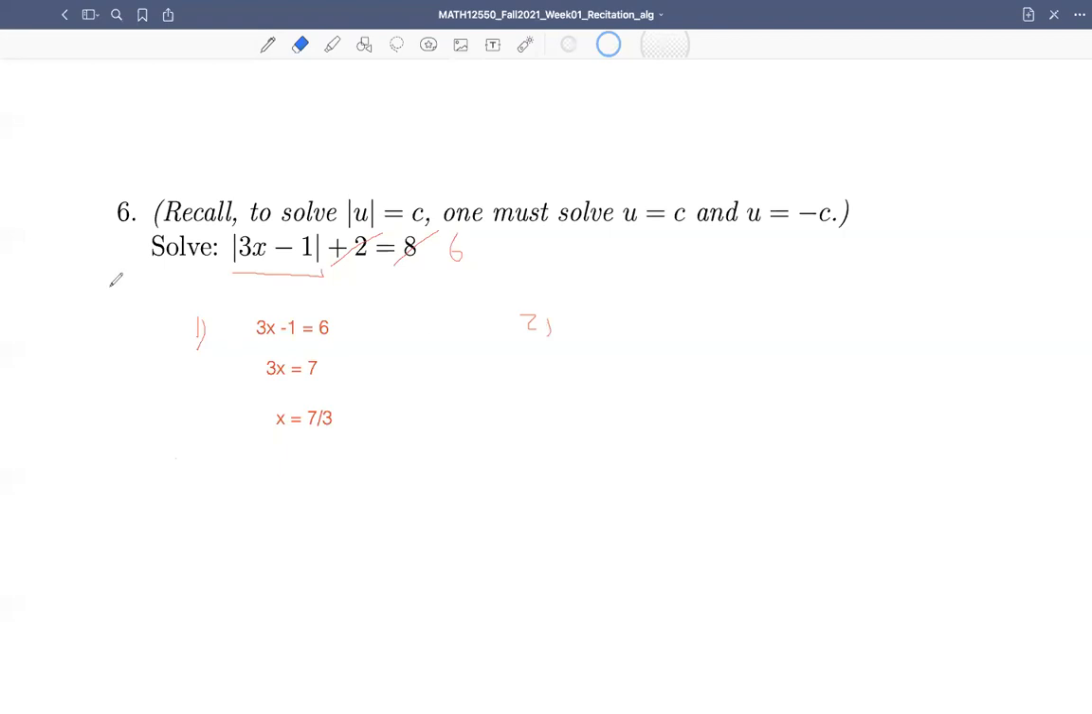The second solution is if it's negative. If 3x minus 1 is negative, that means 3x minus 1 equals negative 6. Because if it's negative 6, after absolute value, it becomes positive 6. Then we solve this equation. So we get 3x, with plus 1 on both sides. Negative 6 plus 1 is negative 5. Then we divide by 3 on both sides. So x equals negative 5 divided by 3. And that's it. That's our first recitation worksheet.